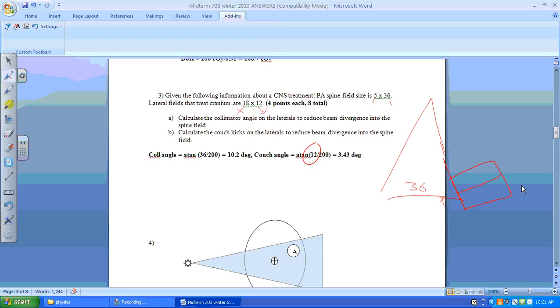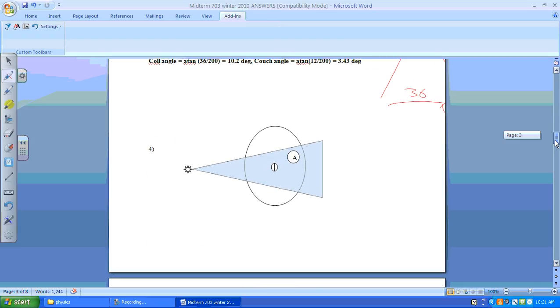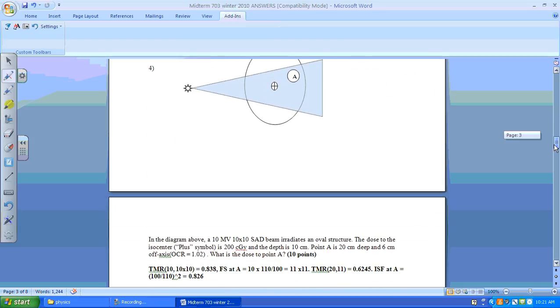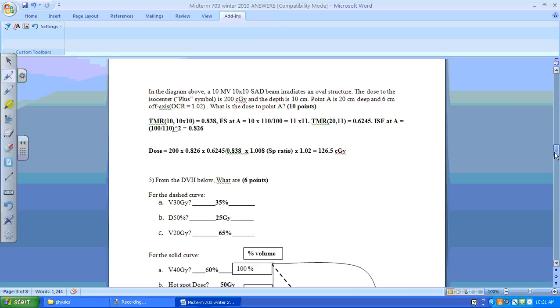All right. Number 4, I give you a drawing of a source irradiating a patient. In the diagram above, a 10 MV, 10 by 10 SAD beam irradiates an oval structure. The dose to the isocenter, the plus symbol, is 200 at a depth of 10. Point A is 20 centimeters deep and 6 centimeters off axis. I give you an OCR ratio. OCR is just off-center ratio, the same as OAR, off-axis ratio. What is the dose at point A?